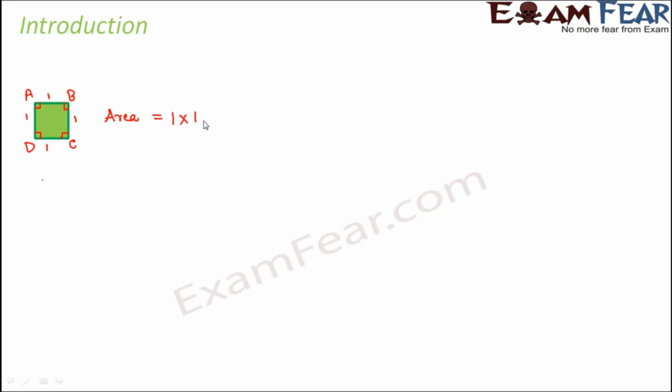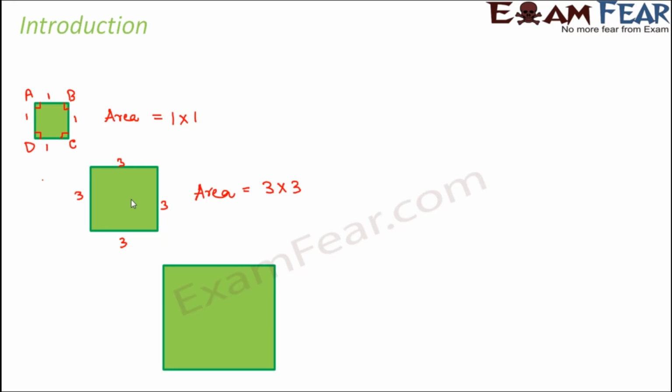Okay. Now what happens if we increase the size of the square? For example, here also this is a square, but this time each side measures 3 centimeters in length. So this time what would be the area of the square? This would be 3 into 3. So 3 into 3 is 9. So 9 centimeter square would be the area of this square. Similarly, if you have a still bigger square where each side is 5 centimeters, then what would be the area? In this case, the area would be 5 into 5, which is 25. So 25 centimeter square would be the area.